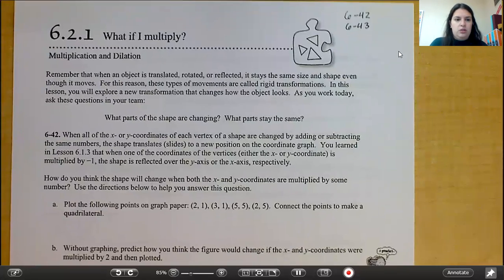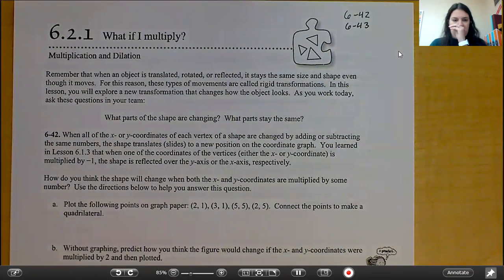Hi everyone, I'm here with your 621 lesson, What If I Multiply, Multiplication and Dilation. Remember that when an object is translated, rotated, or reflected, it stays the same size and shape even though it moves. For this reason, these types of movements are called rigid transformations. In this lesson, you will explore a new transformation that changes how the object looks.